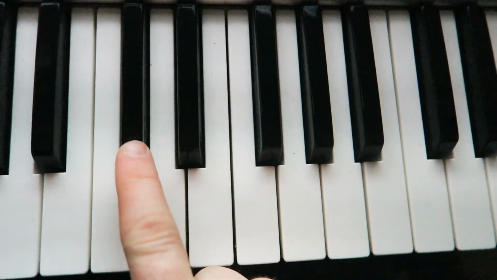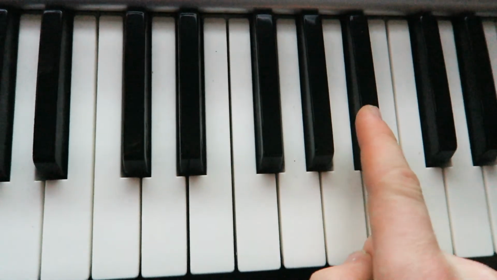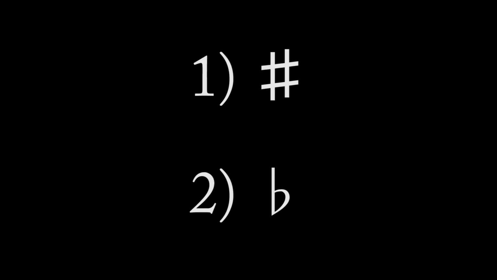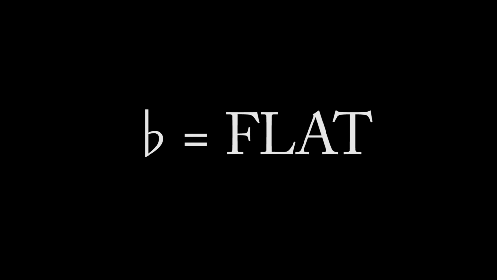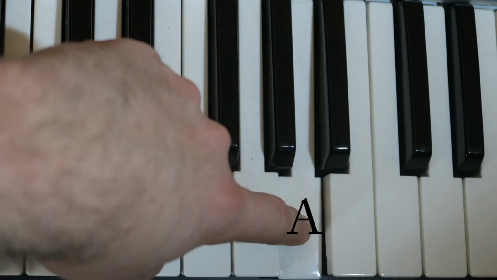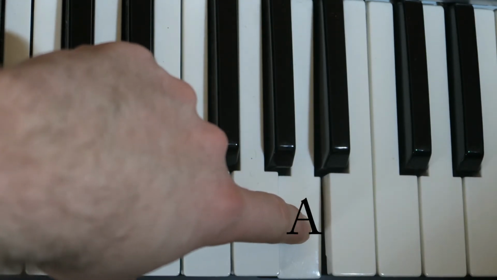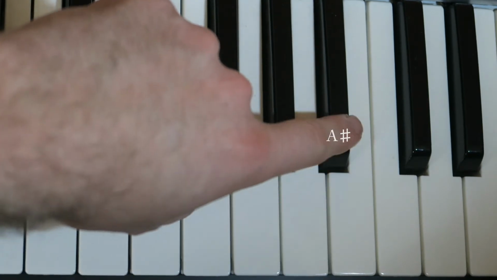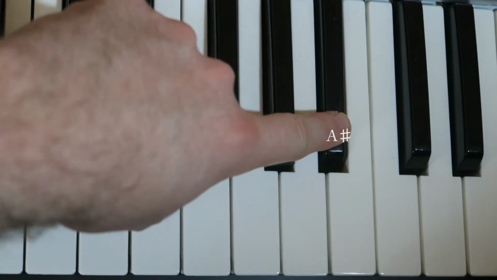But now you may wonder, what about the skinny black keys in between the white keys? What are their names? Let's explain something first. We have 2 symbols to learn. This symbol means sharp, and this symbol means flat. When you throw this sharp symbol next to a letter, it means you add 1 half step up from your letter. For example, this is the note A. If I told you to play the note A sharp, you would play this note, because it's a half step up from the natural note.